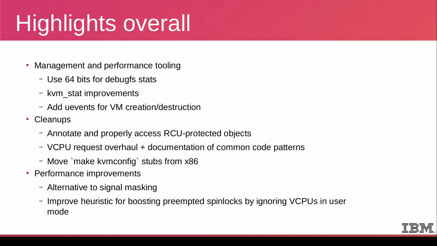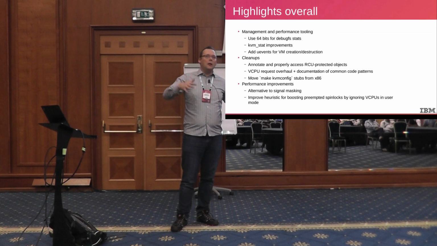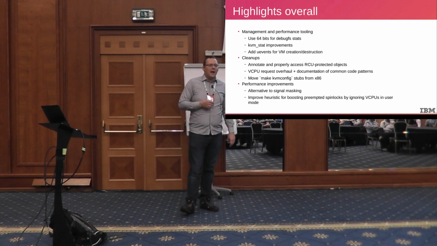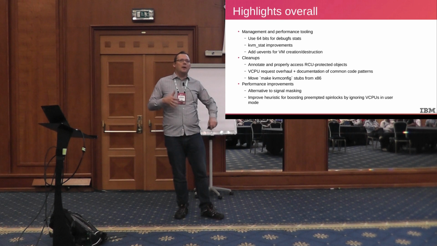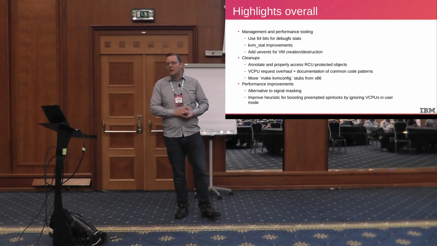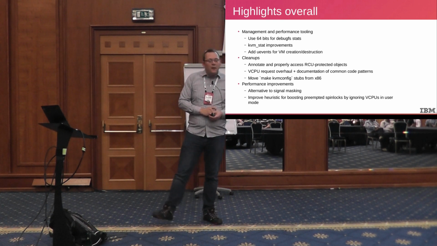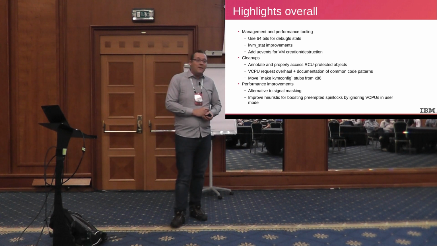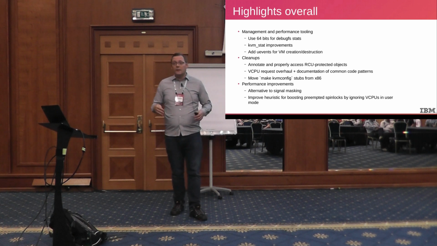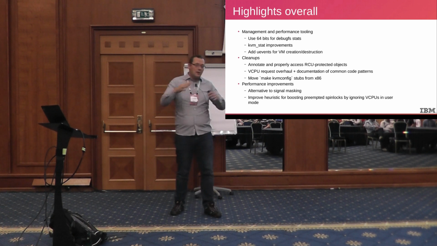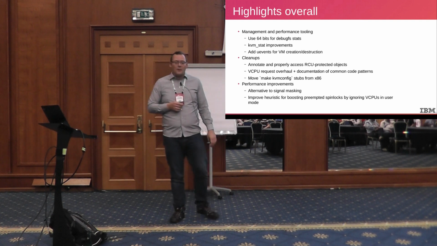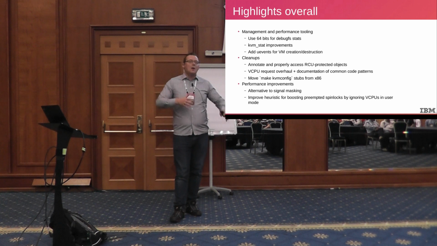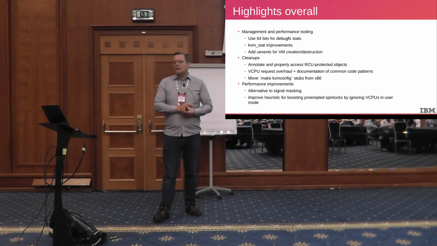So what are the highlights when you look in the common code that is not architecture specific? Last year we had several changes in plumbing code or management tooling, performance tooling around KVM. We have improved the KVM stats to now hold 64-bit values. The KVM stat tool itself got a lot of improvements. You can now select specific guests. You can do other filtering things. You now have events when guests are created and stopped, so your management application can do specific things about that.